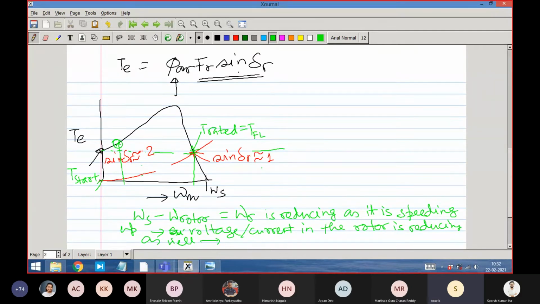So even though load torque is increasing, at any speed the developed torque is more. At any speed this is more means it will speed up. Like that the speed continues.